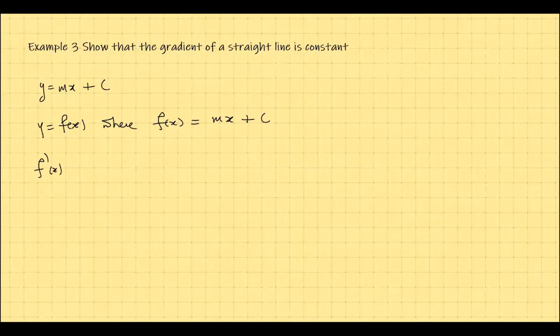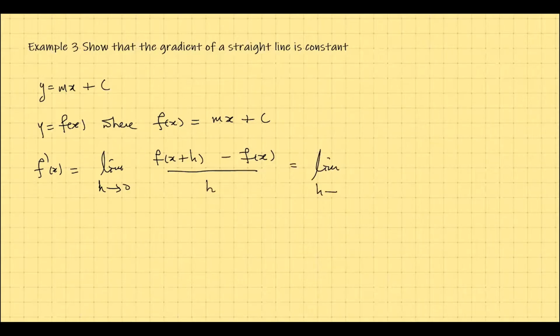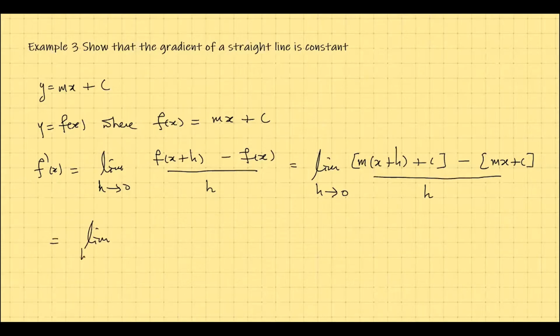So we want to work out f prime of x, and of course we would do that by taking the limit as h tends to 0 of the function evaluated at 2 points, subtracted, and then the whole thing divided by h. So in this case, what is f evaluated? f evaluated at x plus h, well, it's m times x plus h, plus c. That's f evaluated at x plus h, and f evaluated at x is just mx plus c. And the whole thing, of course, is divided by h. So in this case, we still have the limit. And if we tidy this up with a bit of algebra, we get mx plus mh plus c minus mx minus c, and the whole thing, of course, is divided by h.